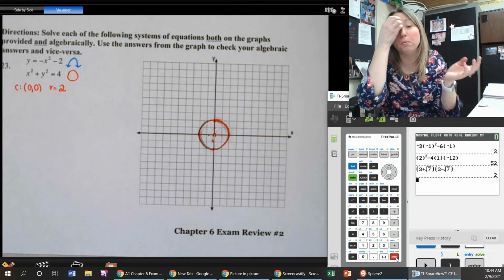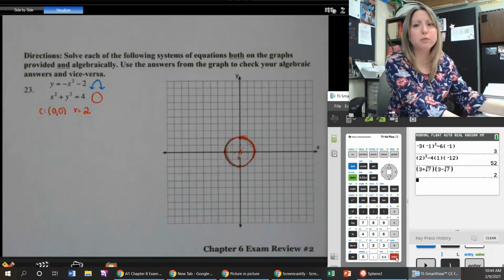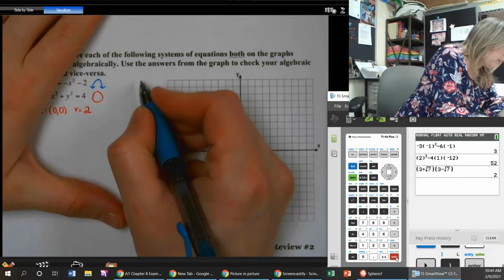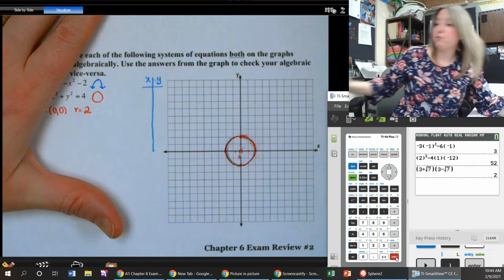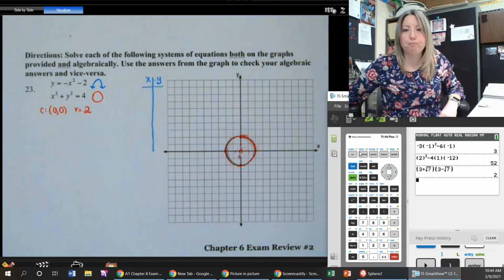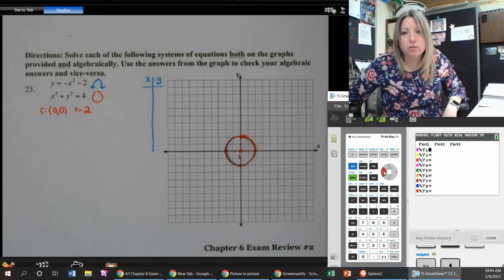Now, I don't yet know where my parabola is going to go in comparison. So let's plug that guy into our graphing calculator and get a little XY table to graph that parabola. So y equals, I'll do this in blue.